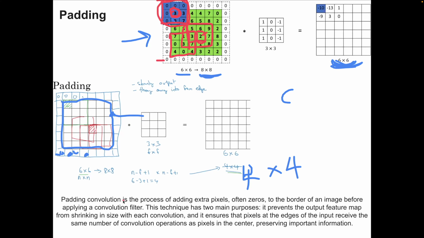So padding, in conclusion, is the process of adding extra pixels, often zeros, to the border of an image before applying a convolution filter. This technique has two main purposes. It prevents the output feature map, that's the output image, from shrinking in size with each convolution, because we're going to perform a lot of convolutions. So let's say we would have a convolution that does things like edge detection, and a convolution that does things like max pooling. Max pooling is like finding the most important details in the image. We would have some convolutions that do a lot of things.